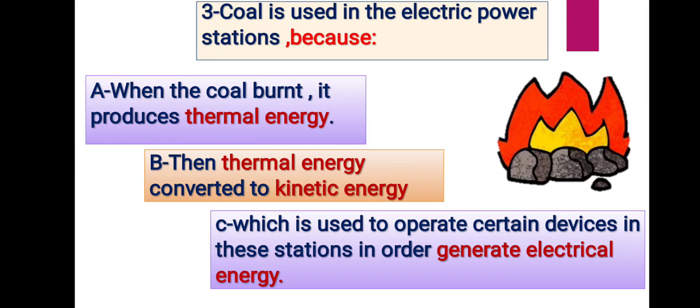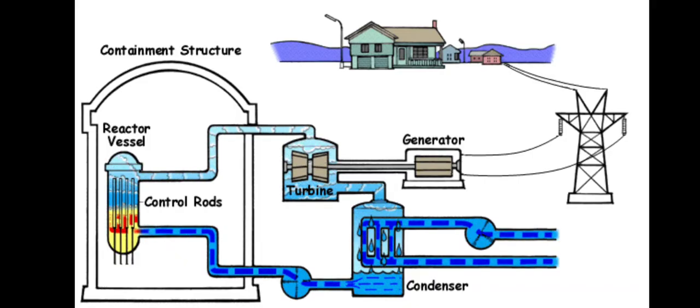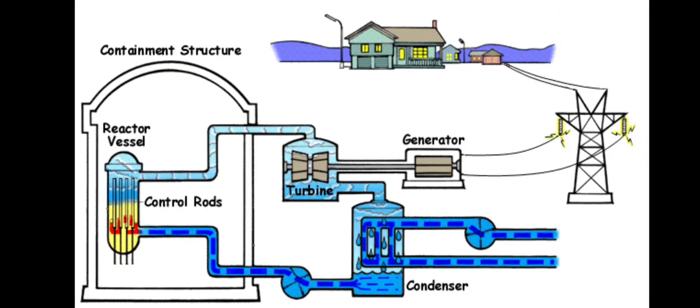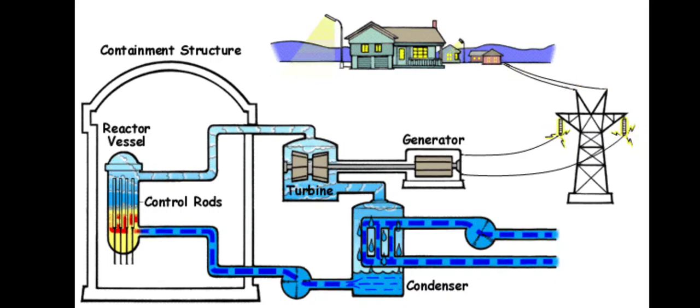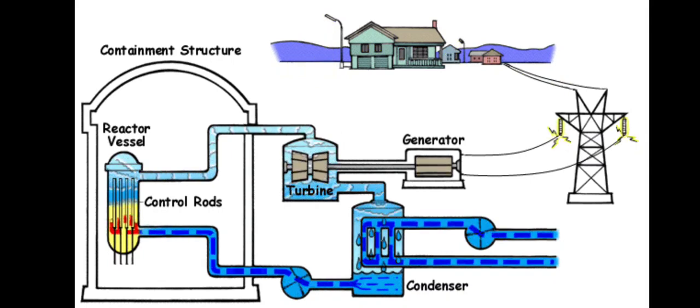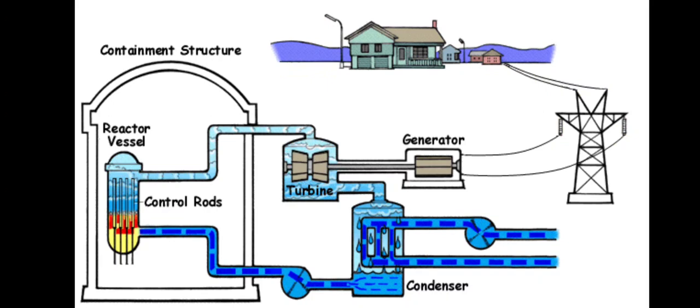After that, I can take the coal and burn it, and put it in the electrical power station. As we can see in this picture, this system is called the electrical power station. I can take the coal and burn it. So the coal will boil the water. There is water inside the tubes in the electrical power station.